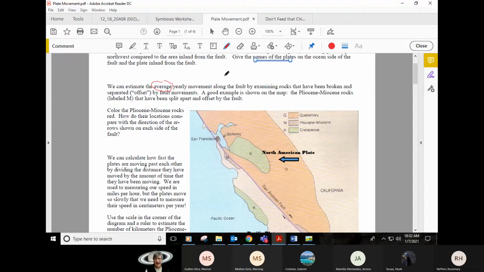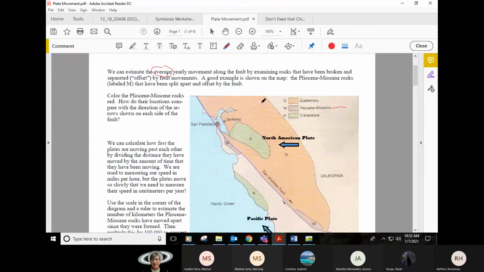We can estimate the average yearly movement along the fault by examining rocks that have been broken and separated by fault movements. We call this separation the offset of the fault. The map has a good example. The Pliocene-Miocene rocks, labeled M, that have been split apart and offset by the fault.